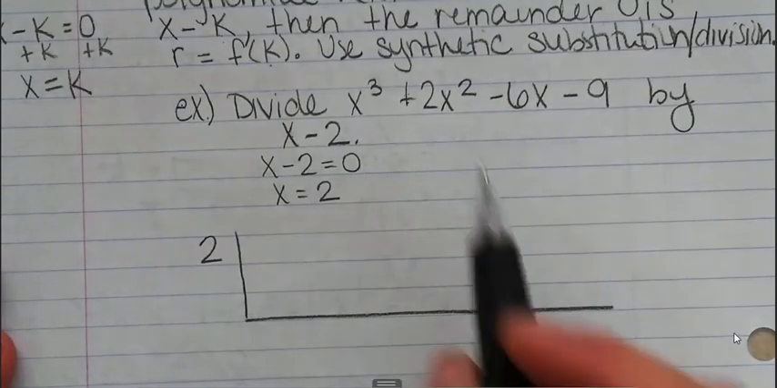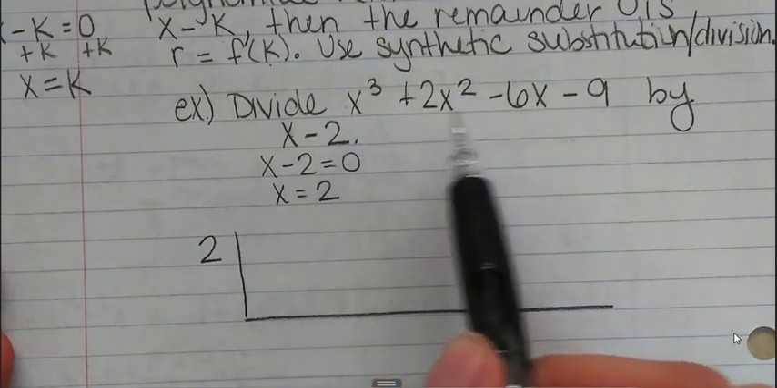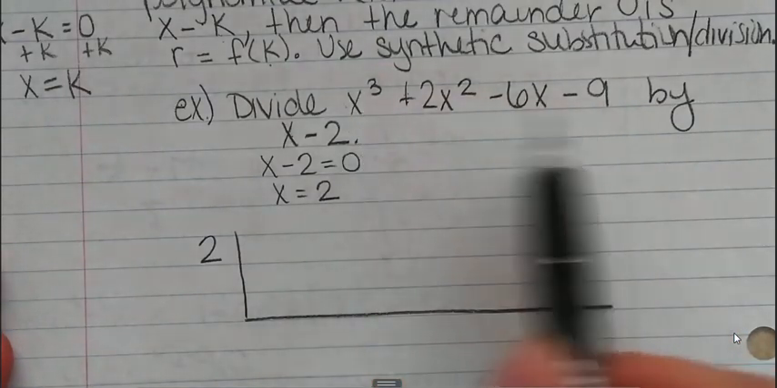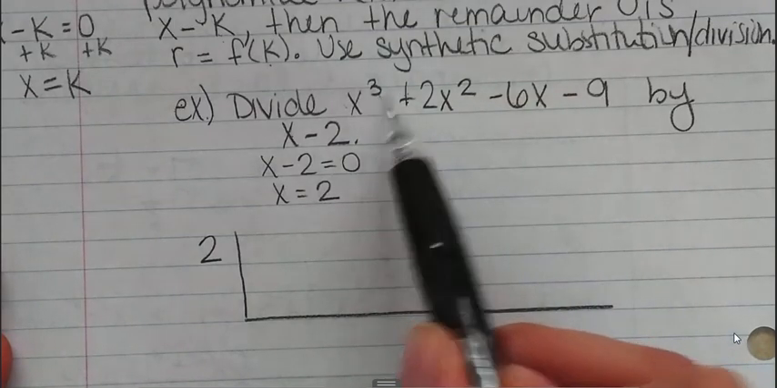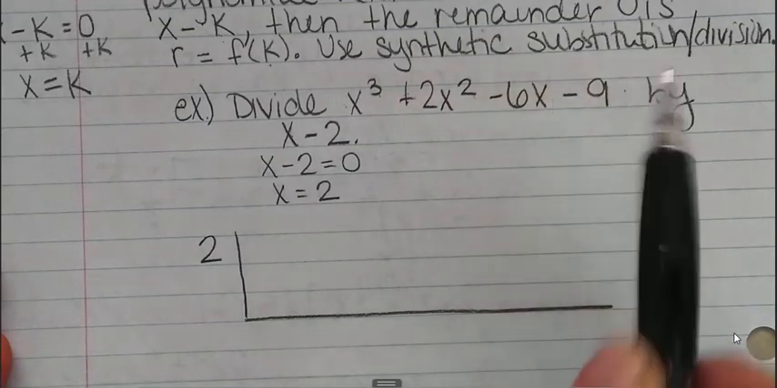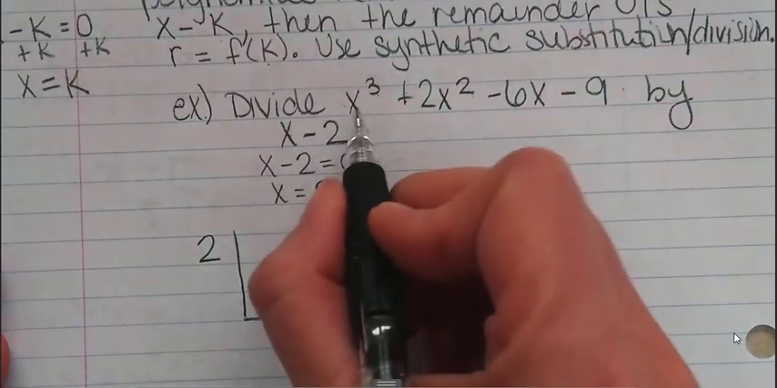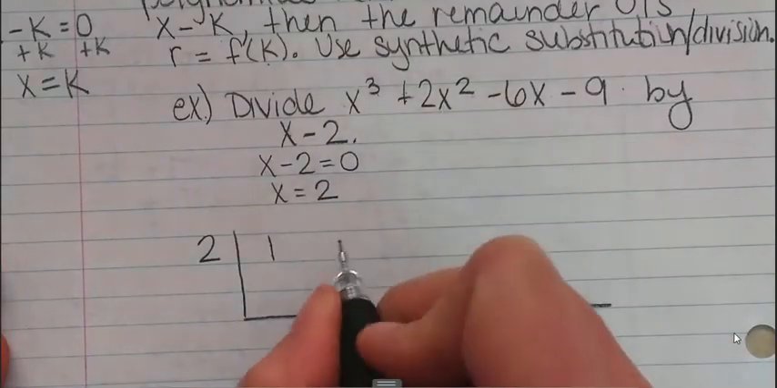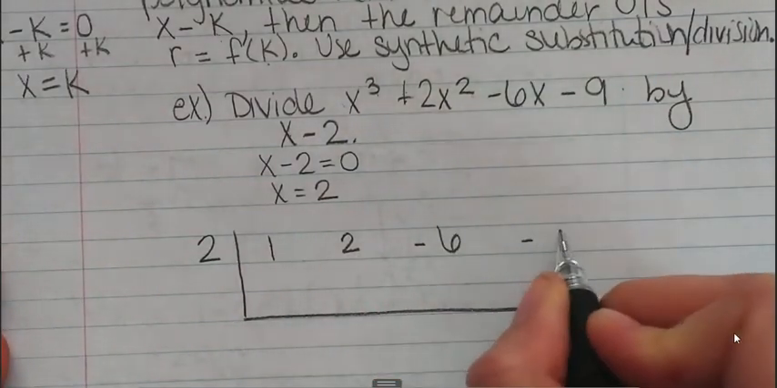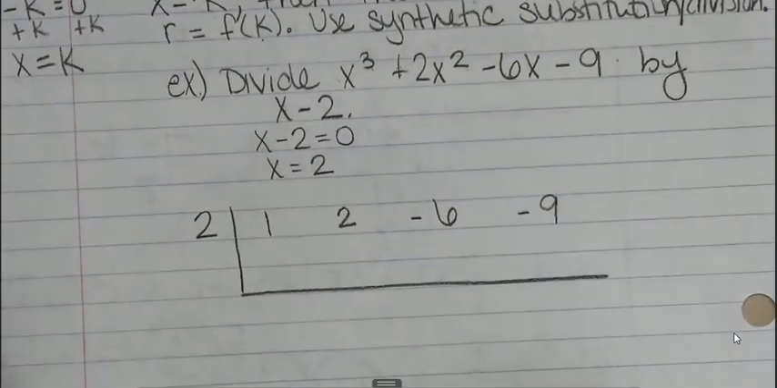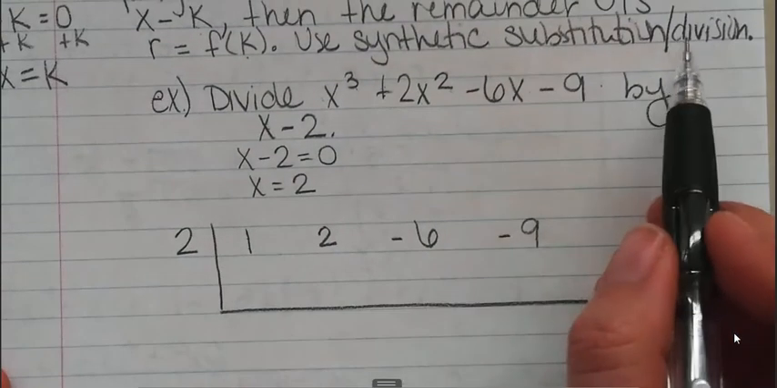On the inside, I'm going to have the coefficients of each term, making sure that every term, or every degree, has been accounted for. So x cubed, x squared, x to the first, x to the 0. I'm not missing anything, so I don't have to plug any zeros in. The coefficient here is 1, then 2, negative 6, negative 9. Okay, so from here I just do the synthetic substitution, or synthetic division, just like you did before.